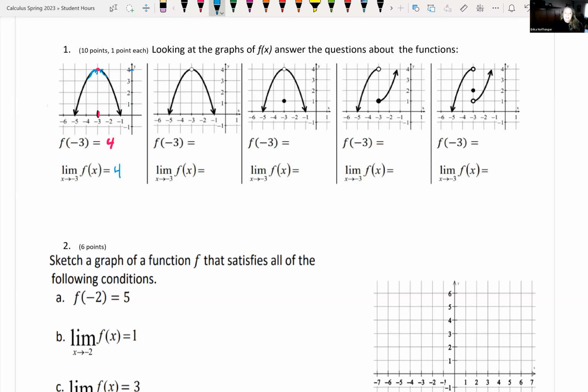Now we're looking at a similar graph, but this time we want to find f of -3. The problem is when x is -3, we have an open circle there. Since there's an open circle and there's no closed point above or below that value, there's no value. This is undefined when x is equal to -3. It does not exist.